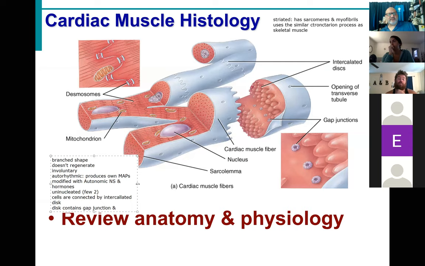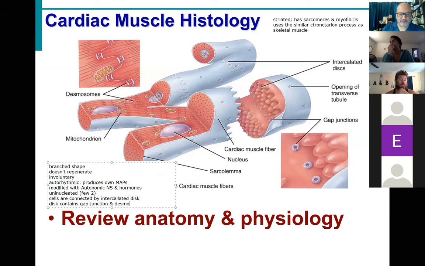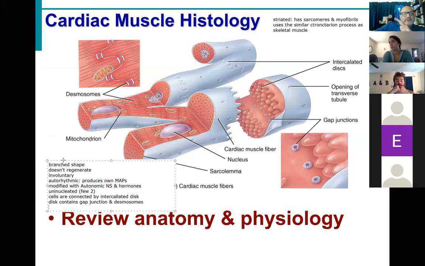And what else does it contain? Desmosomes. And desmosomes, excellent. Excellent, that again, lock them together tightly so that they don't let go. And I can think of at least one more thing. Actually, I lied, I can think of two more things.